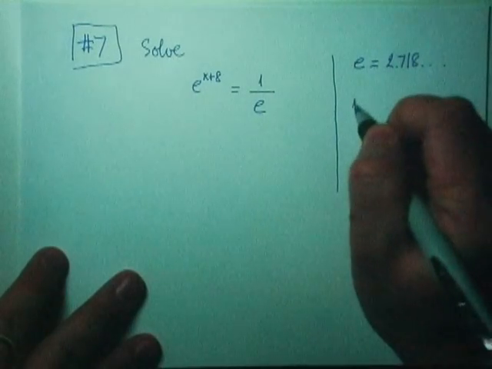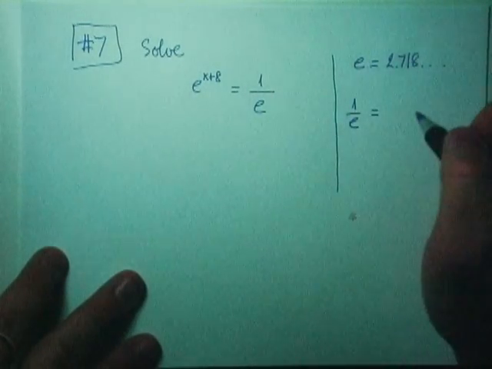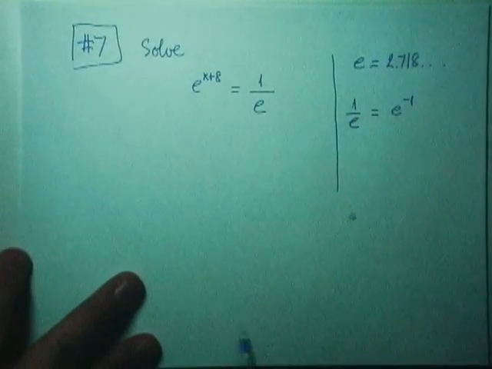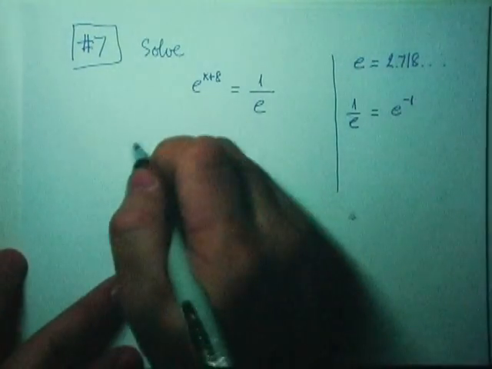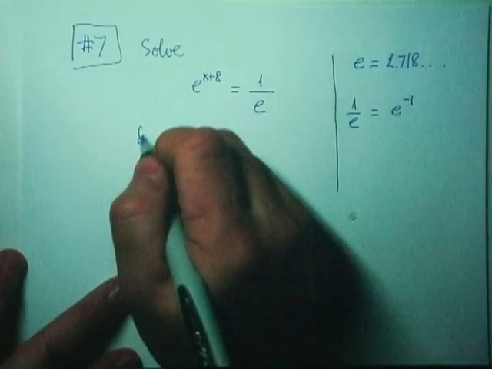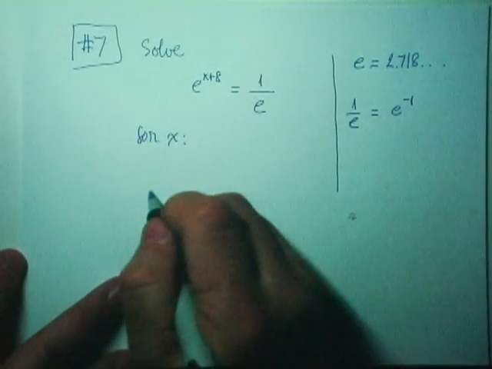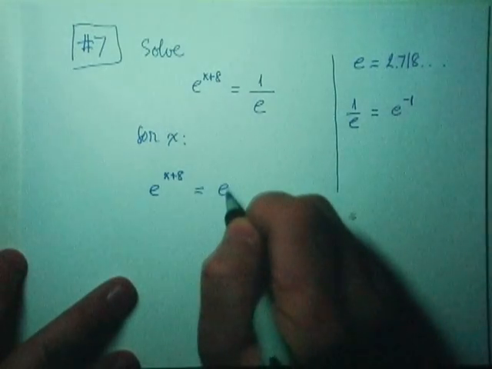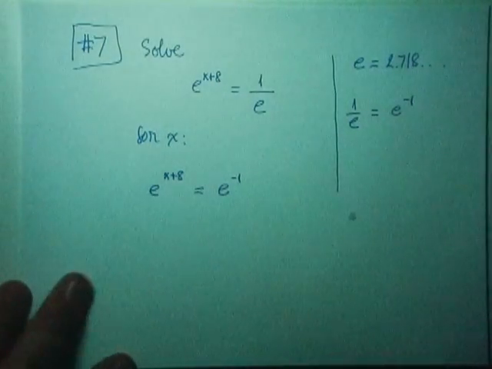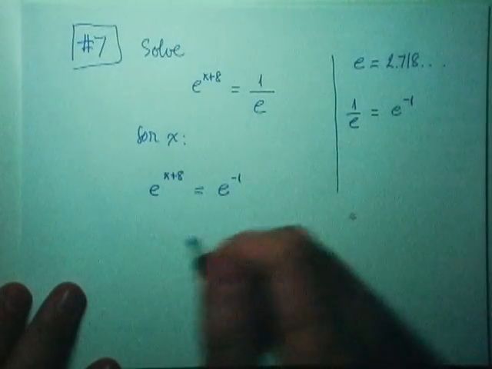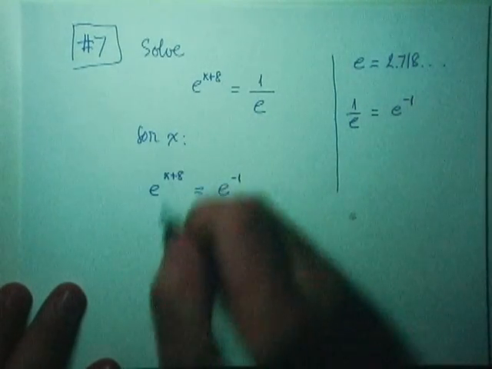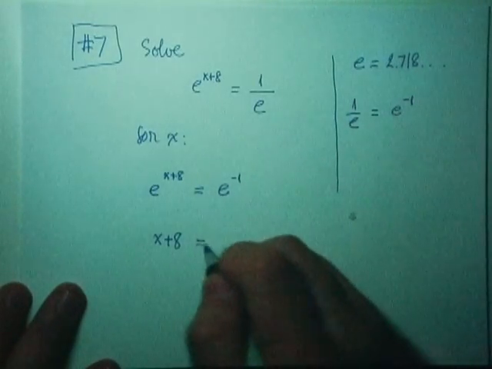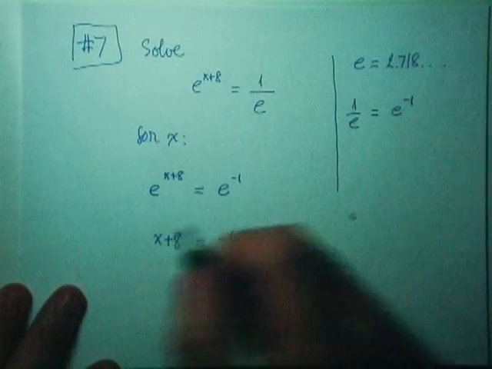So what I can see is 1 over e. I'm going to rewrite it as a power with base e. So 1 over e equals e to the negative 1 power. And the equation would become e raised to the power x plus 8 equals e to the negative 1. Once again, at this point, I am seeing common base on the two-hand side. So I can just simply take my x plus 8, which is the power on the left-hand side, set it equal to negative 1, which is the power on the right-hand side.